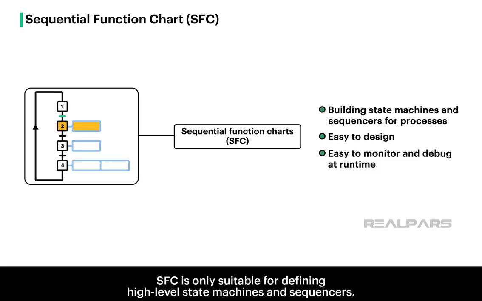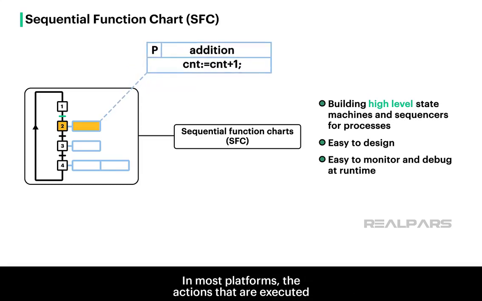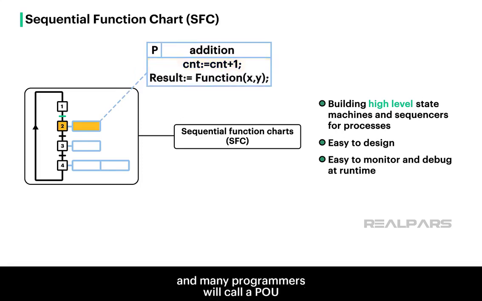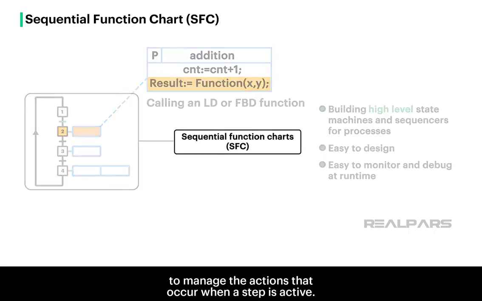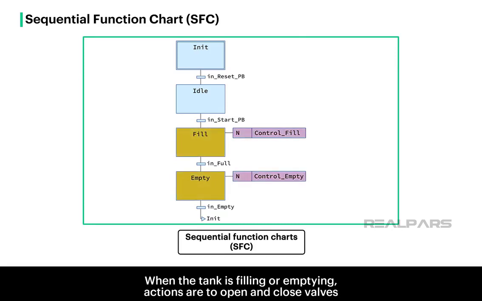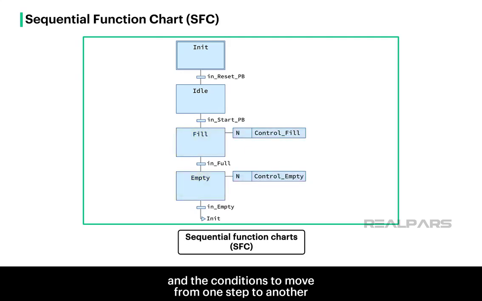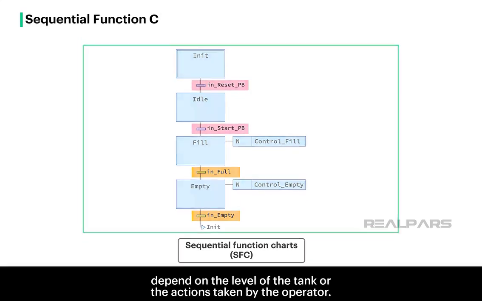SFC is only suitable for defining high-level state machines and sequencers. In most platforms, the actions that are executed while a step is active are written in ST, and many programmers will call a POU, written in another programming language like LD or FBD, to manage the actions that occur when a step is active. In this snippet of SFC, we are controlling a sequencer that fills and empties a tank continuously. When the tank is filling or emptying, actions are to open and close valves, and the conditions to move from one step to another depend on the level of the tank or the actions taken by the operator.